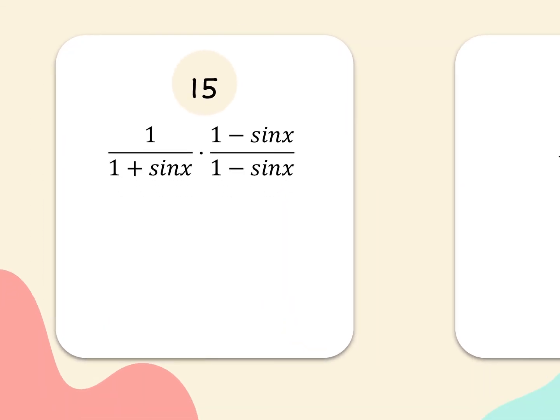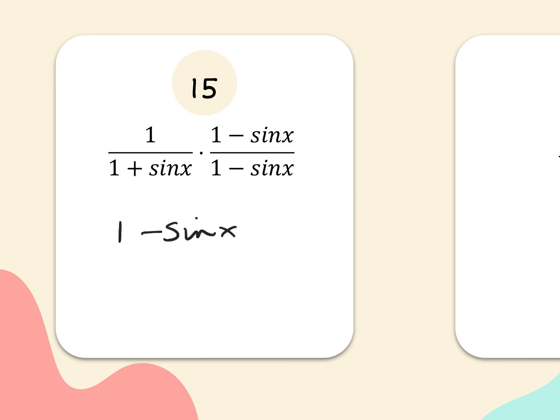Now this one's already set for us. Let's say this was the problem, just this, and they said to simplify it. So what we're essentially doing here is multiplying this fraction by its conjugate. So it's the same trig function, but it's a different sign. So for the top, 1 times anything is just itself. So what we're getting here is, for the numerator, 1 minus sine x.